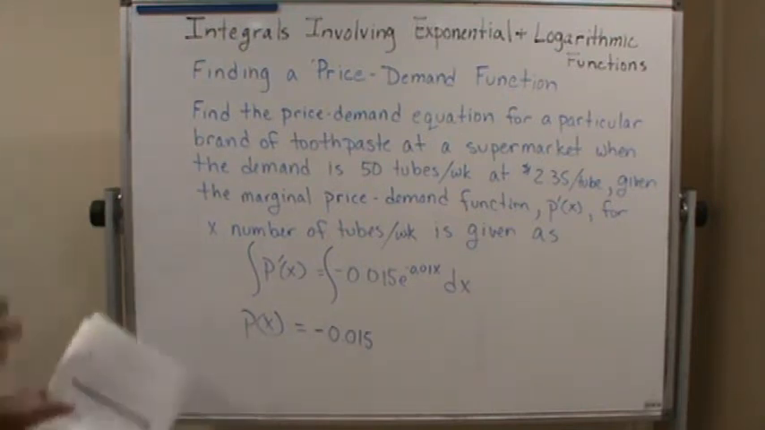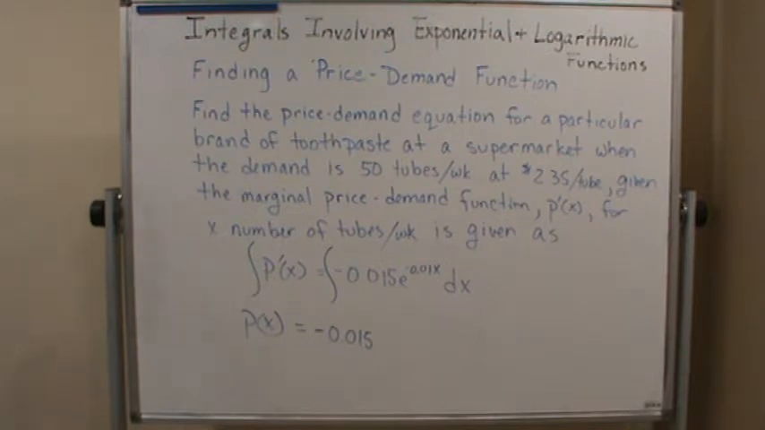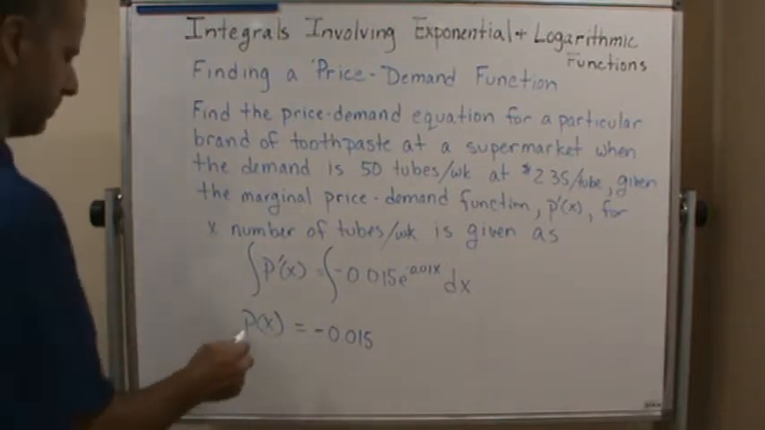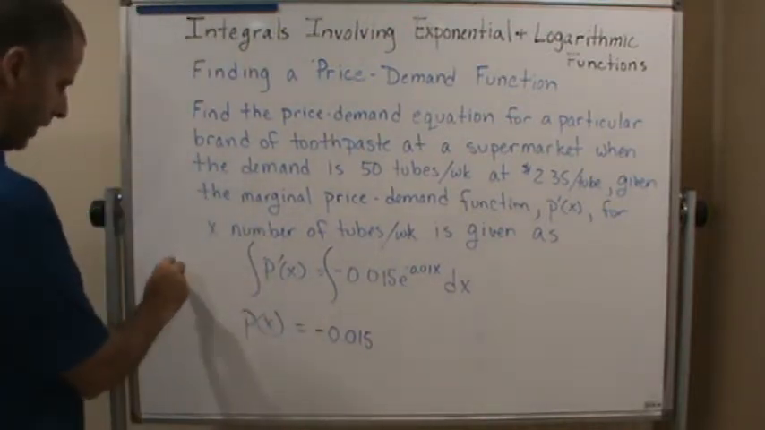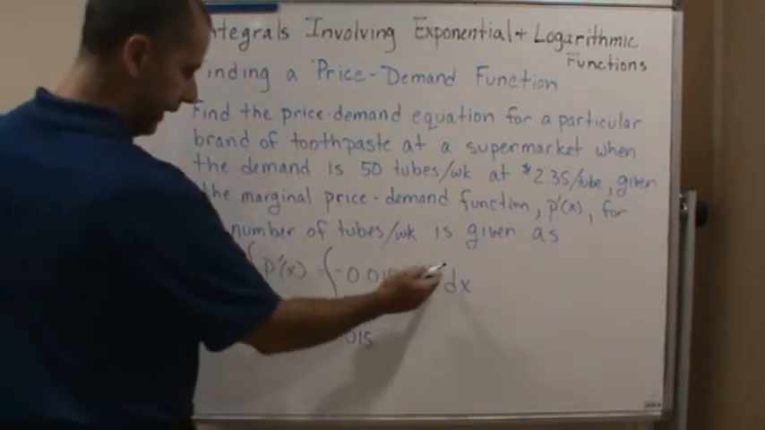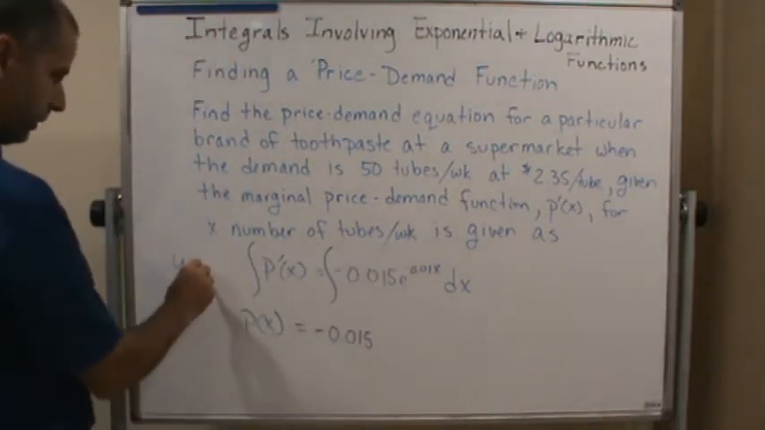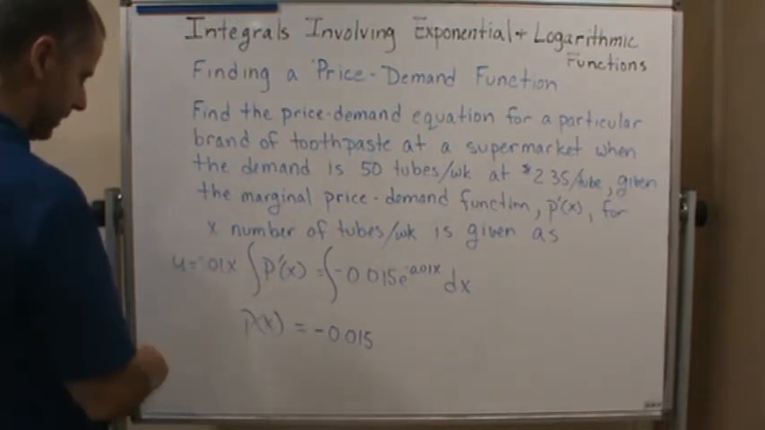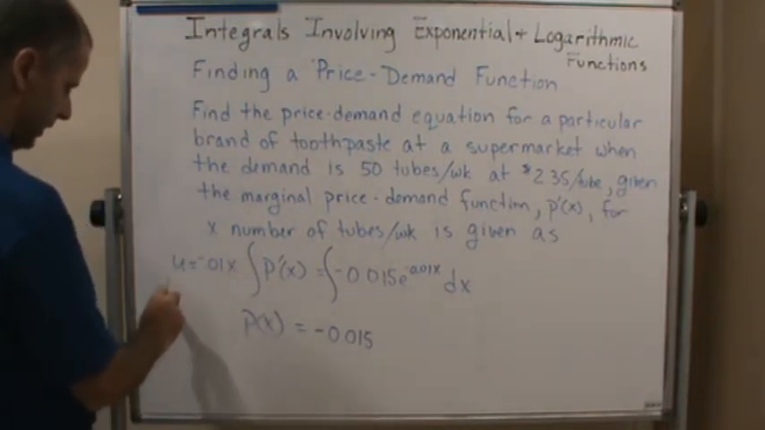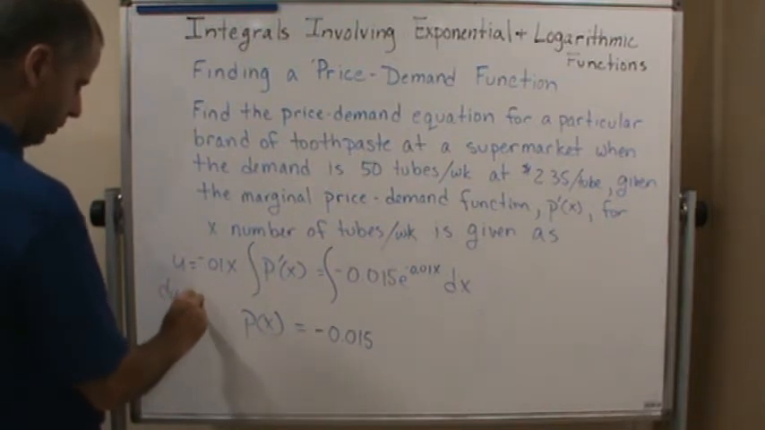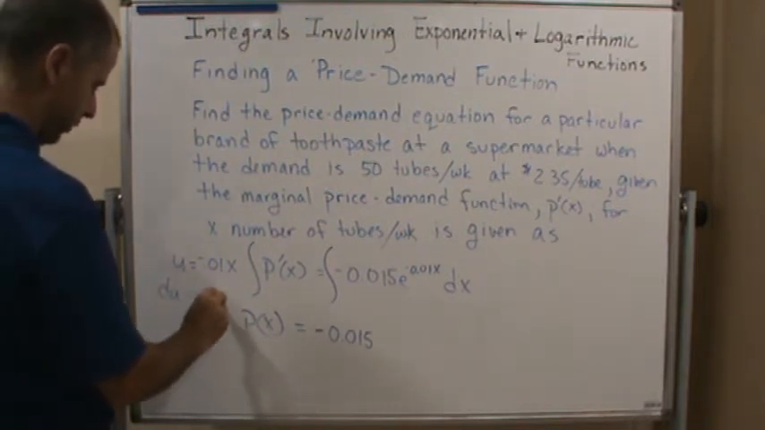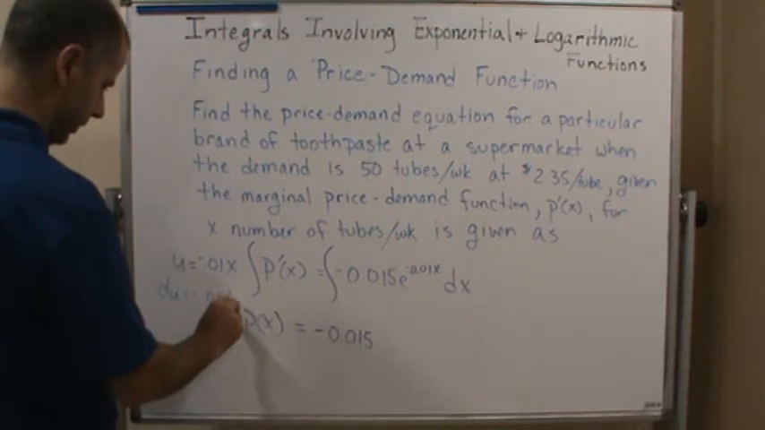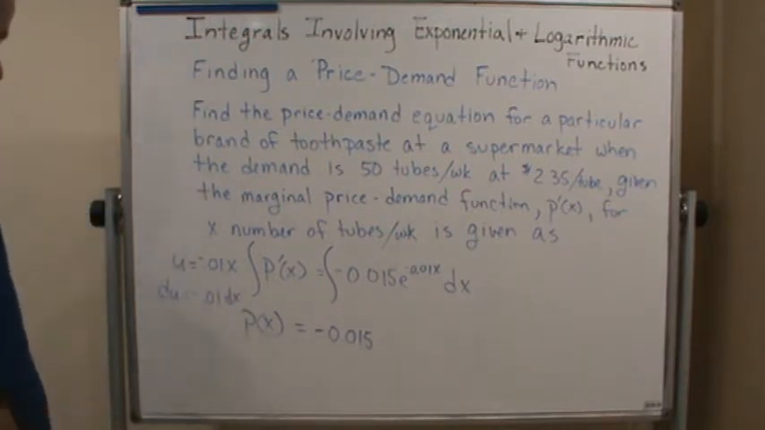The more you do these, you'll find that you won't need to use a u substitution when it comes to something like this, because you'll see the pattern. But let's do the u substitution. In this case, I'm going to let u equal the exponent, so it's going to be negative 0.01x. And then du is going to equal negative 0.01 dx, right?